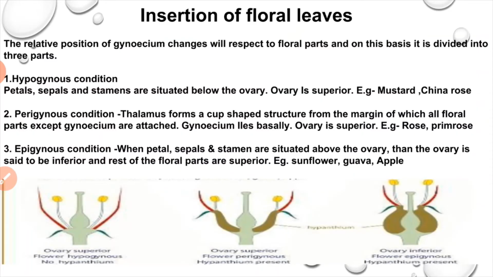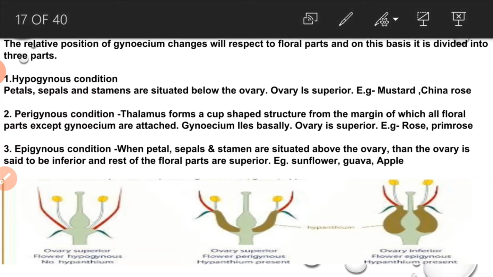Now let us discuss the insertion of the floral leaves. What is the relative position of the gynoecium with respect to the other floral parts? So, in case of hypogynous condition, here the petals, sepals and stamens are situated below the ovary and the ovary is superior. For example, in mustard, China rose.